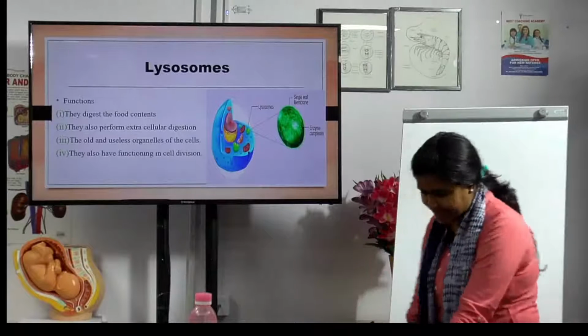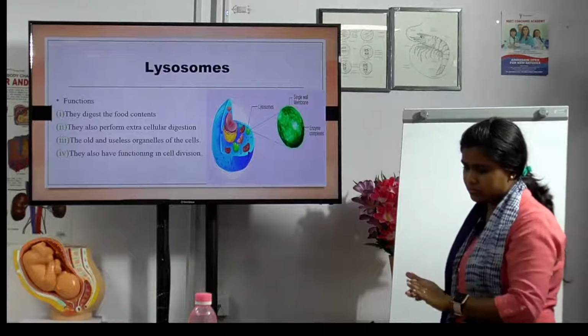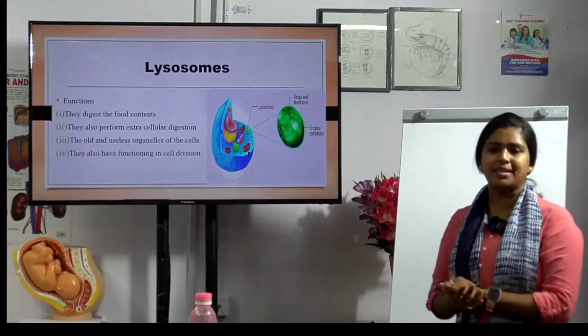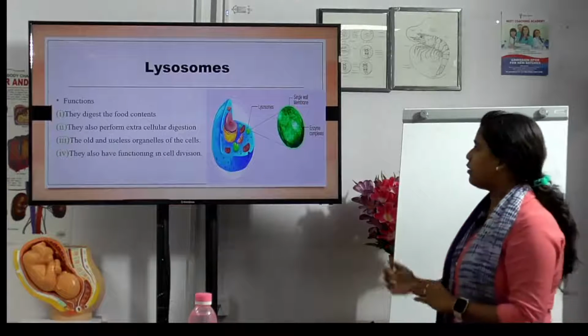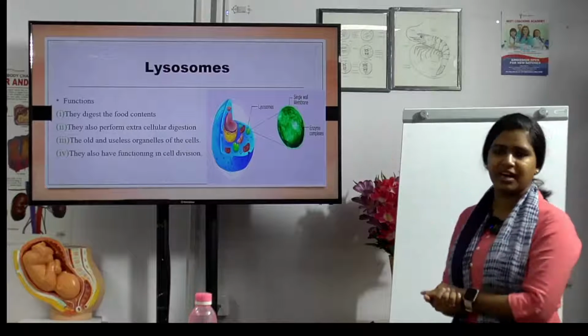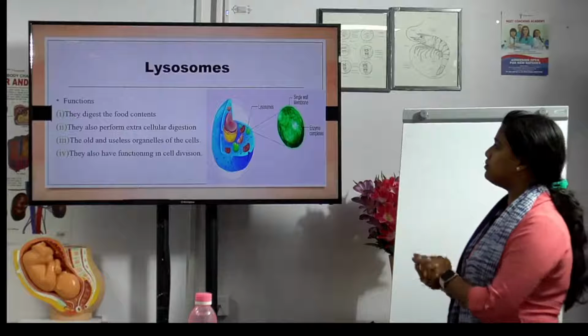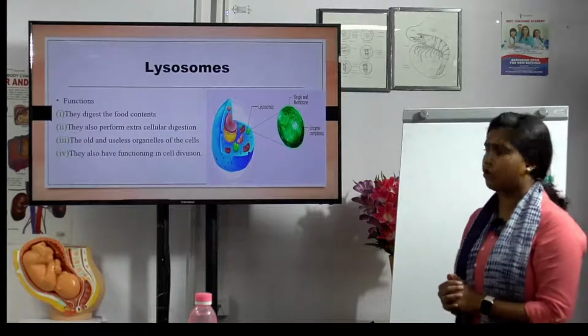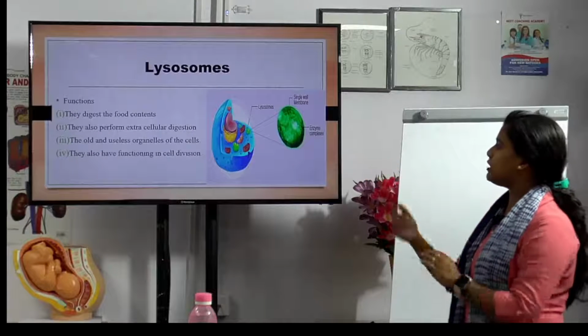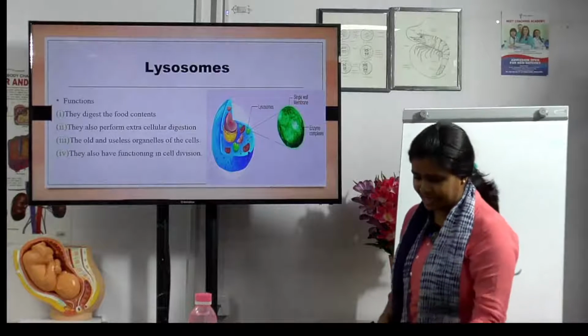Okay, now let's see about lysosomes. The Golgi apparatus produces the lysosomes. Otherwise they are known as what? Yes, and now let us see their functions. They digest the food contents in the body, and they also perform extracellular digestion. The old and useless organelles of the cell are present in them, and they also function in cell division.